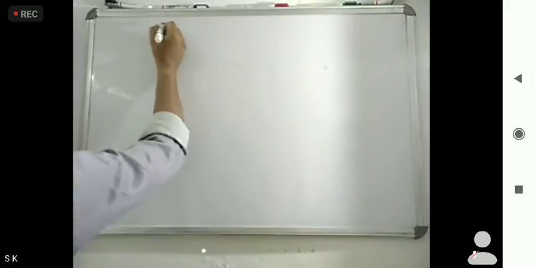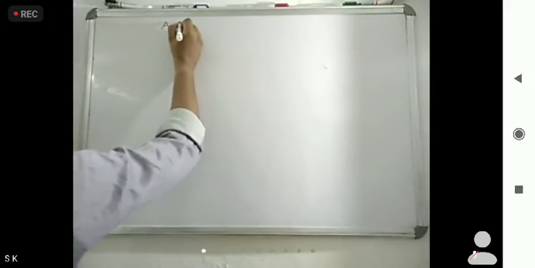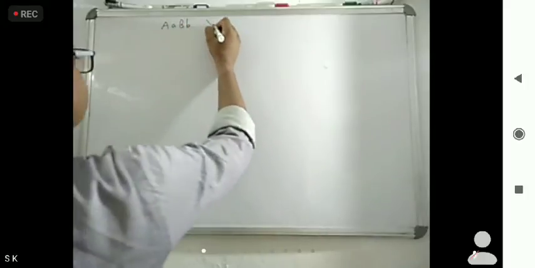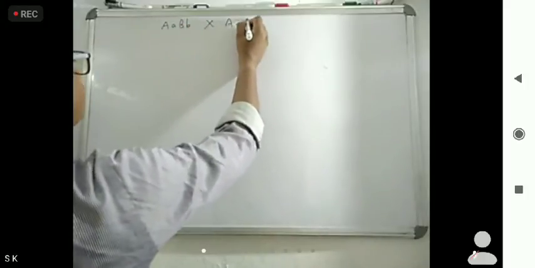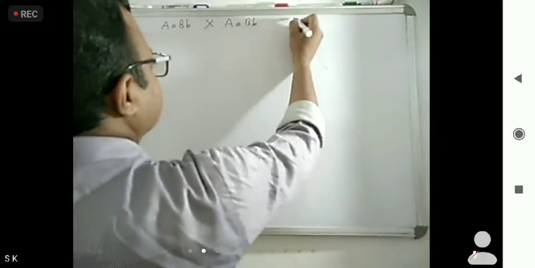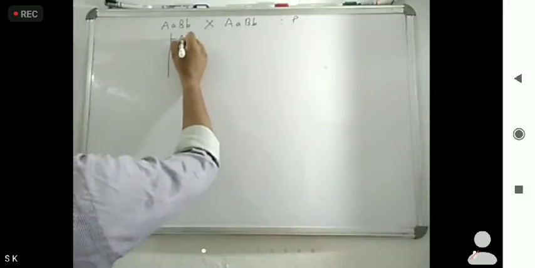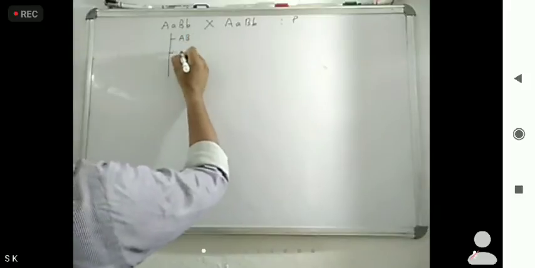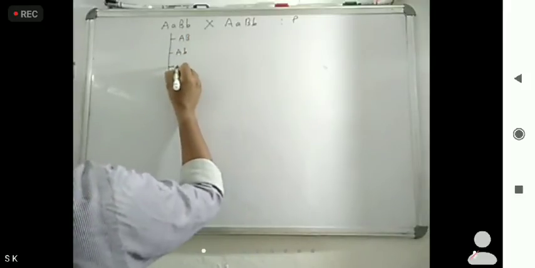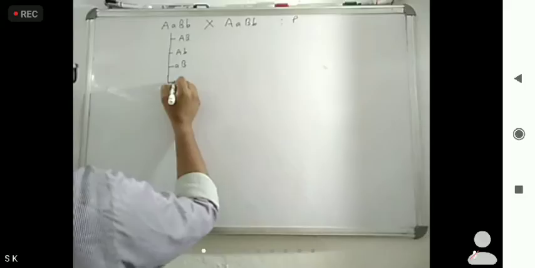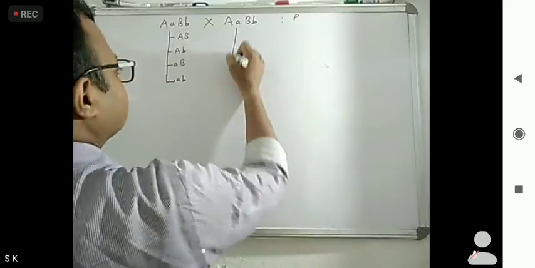So what came? Capital A, capital B, small b. This is crosses with same. This is parental generation. Here, what are the gametes that will come? Capital A capital B, capital A small a, capital B small a, small b. Same here also.